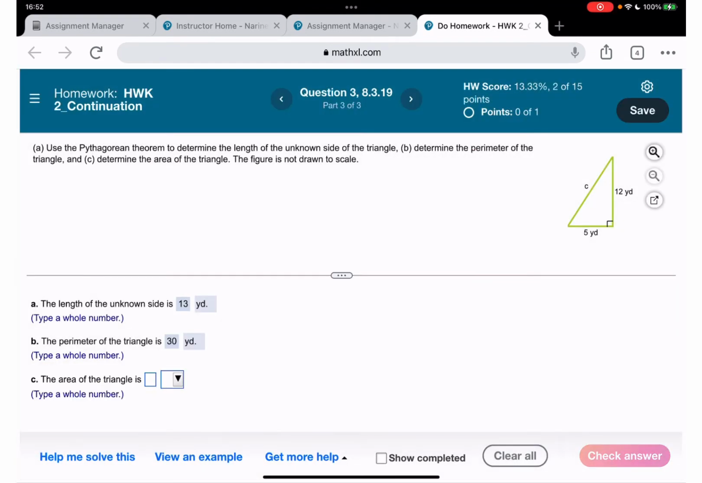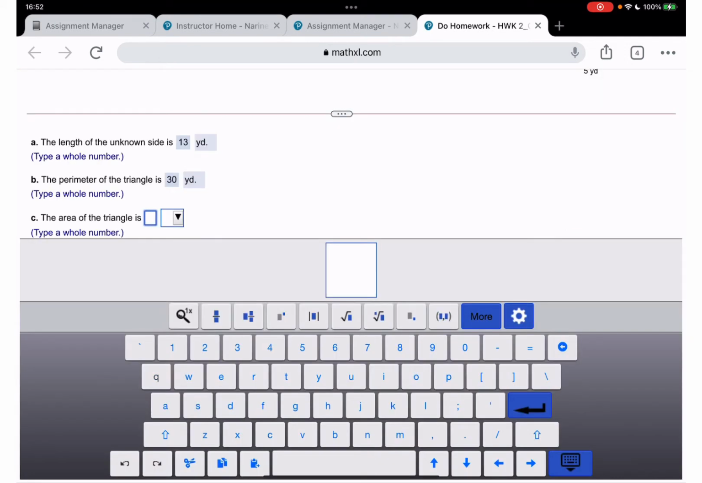Good job. And lastly, we need to find the area of the triangle. So it's 1/2 of base, which is 5, times height, which is 12. So half of base times height. 5 times 12 is 60, divided by 2 is 30. 30, and since this is area, it's going to be yards squared.